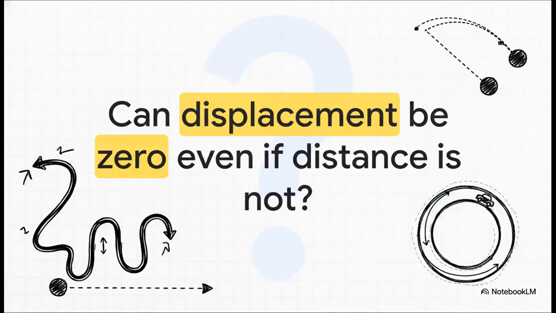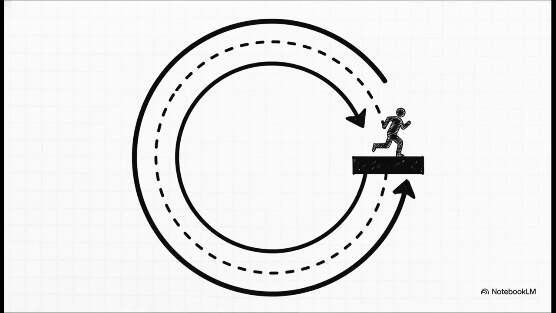Now, this brings up a really fascinating scenario. I want you to think about this for a second. Is it possible for your displacement to be exactly zero, even if the distance you traveled is very clearly not zero? The answer is yes, absolutely. And the perfect classic example of this is circular motion. Imagine running a full lap around a running track. You have undoubtedly covered a measurable distance. Your smartwatch will definitely confirm you ran, but because your final position is the exact same spot as your initial starting position, the shortest line between those 2 points is nothing. Mathematically speaking, your displacement is zero.